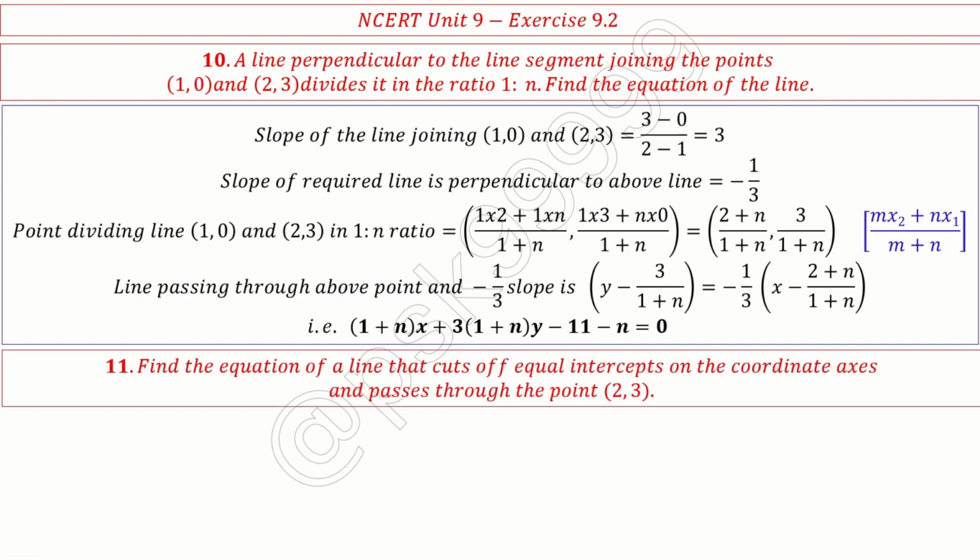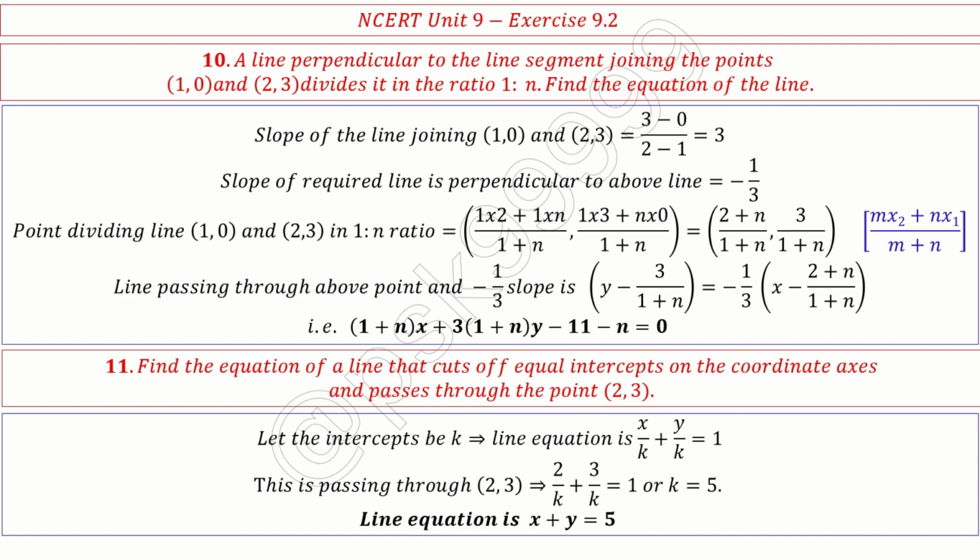Next. Find the equation of a line that cuts off equal intercepts on the coordinate axes and passes through the point 2 comma 3. So this is simple. You take the intercept form of the equation, x by a plus y by b equal to 1, correct? And a equal to b here. So x by k plus y by k equal to 1. Now this is passing through 2 comma 3. So substitute 2 comma 3 in x and y. So you will get k equal to 5. So the line equation is x plus y equal to 5. This is the line equation. Next.